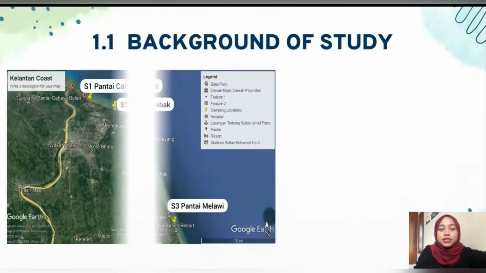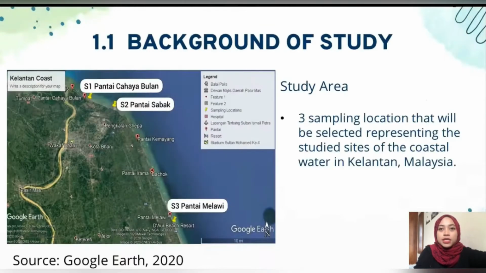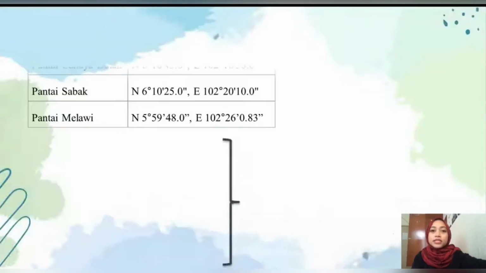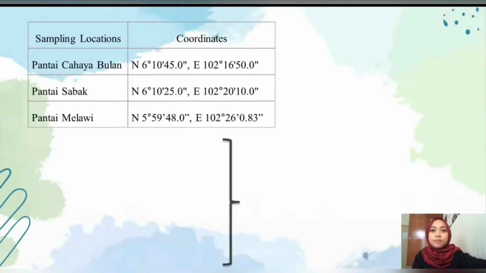First, this is the background of this study. This study will be conducted at 3 sampling locations that will be selected representing the study site of the coastal water in Kelantan, which are Pantai Cahaya Bulan, Pantai Sabak in Kota Baru and Pantai Melawi in Bachok. These are the coordinates for those 3 sampling locations.